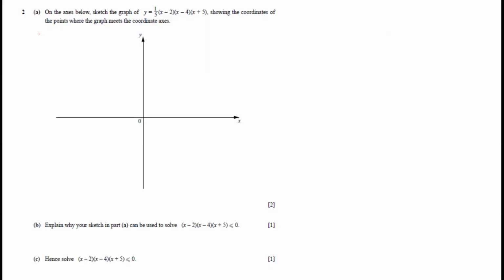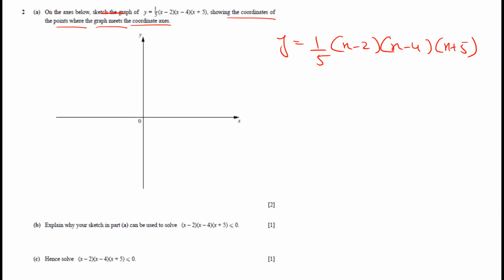So we have question 2 now. On the axis below, sketch the graph of y equals 1/5 (x minus 2)(x minus 4)(x plus 5), showing the coordinates of the points where the graph meets the coordinate axes. Now we need to sketch again. When we talk about sketch, the graph doesn't need to be accurate. But when we talk about drawing the graph, then your graph needs to be accurate.